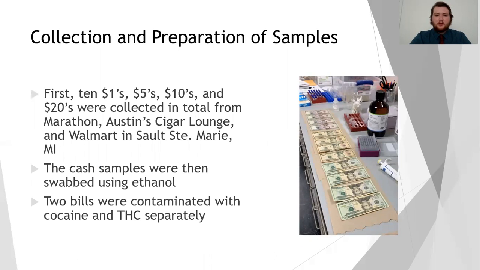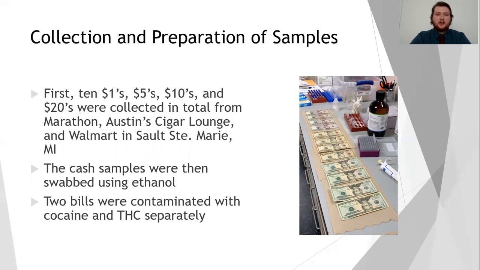Next up was the collection of paper currency for sampling. First up, 10 ones, 5s, 10s, and $20 bills were collected in total from Marathon Gas Station, Austin Cigar Lounge, and the local Walmart in Sault Ste. Marie, Michigan. These cash samples were then sampled the same exact way as the acetaminophen and aspirin, where the swab was dipped in ethanol. The paper currency was then swabbed with the ethanol swab. The swab was then dipped into the 0.5 milliliters of methanol and then diluted by a factor of 10 with more methanol before testing.